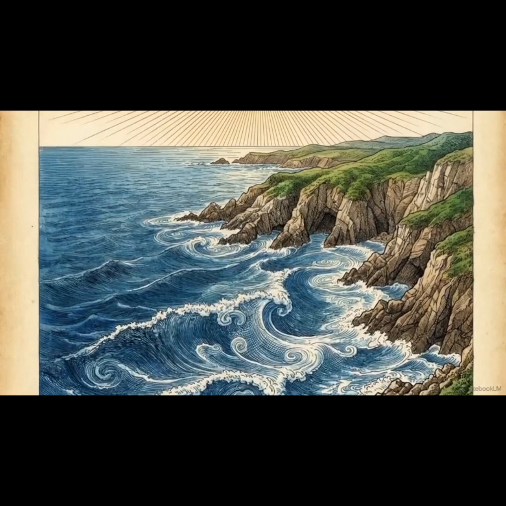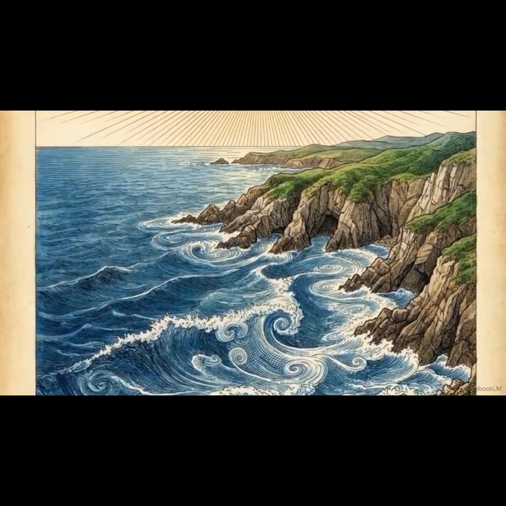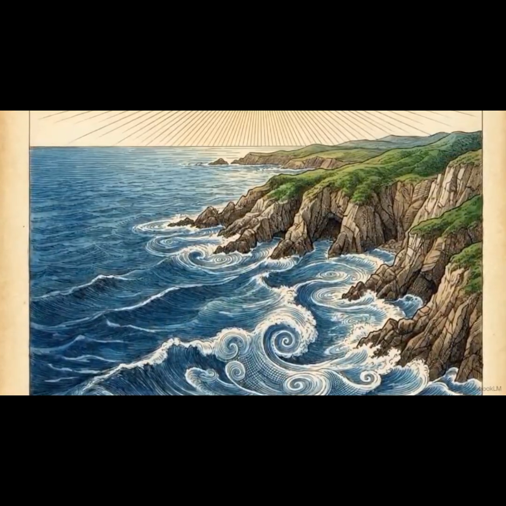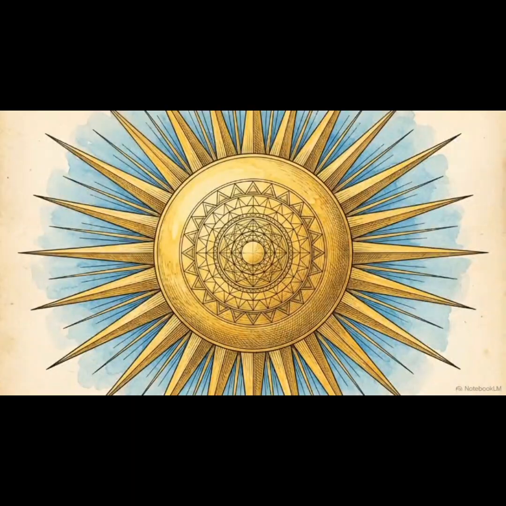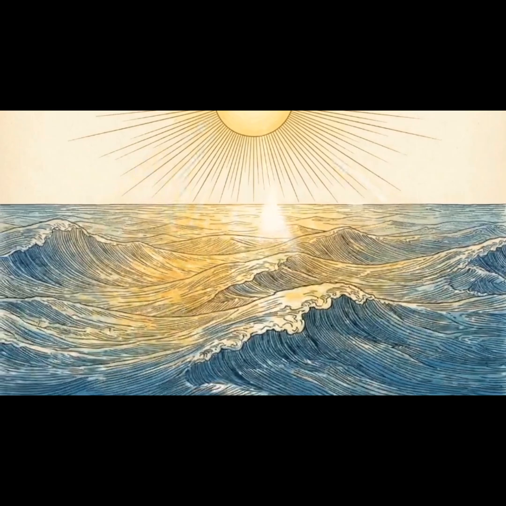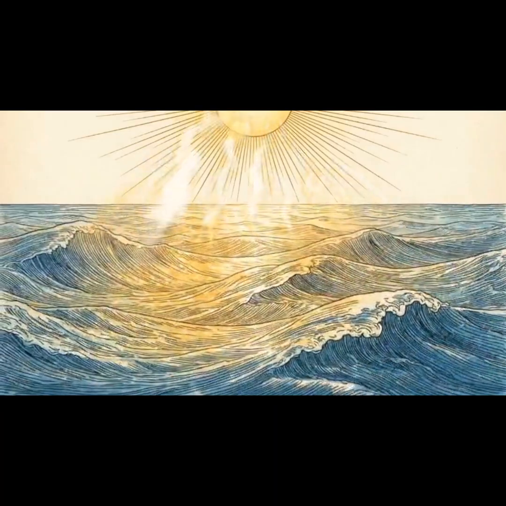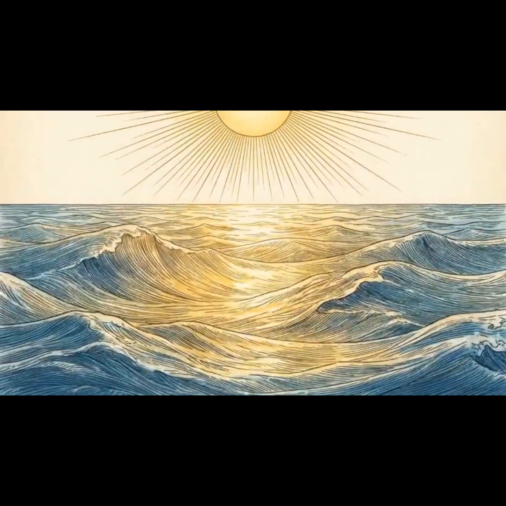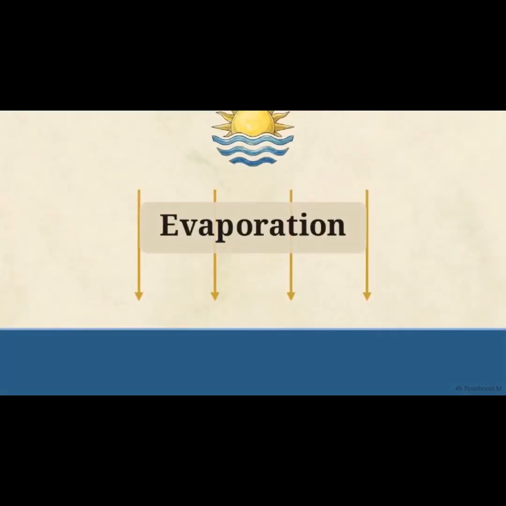The cycle begins with the vast bodies of liquid water covering the Earth's surface, our oceans, rivers, and lakes. To move this water into the atmosphere, the system requires a primary power source, the sun. The sun emits thermal energy that constantly increases the temperature of the top layer of these water bodies. This thermal transfer drives the first major step of the cycle, evaporation.